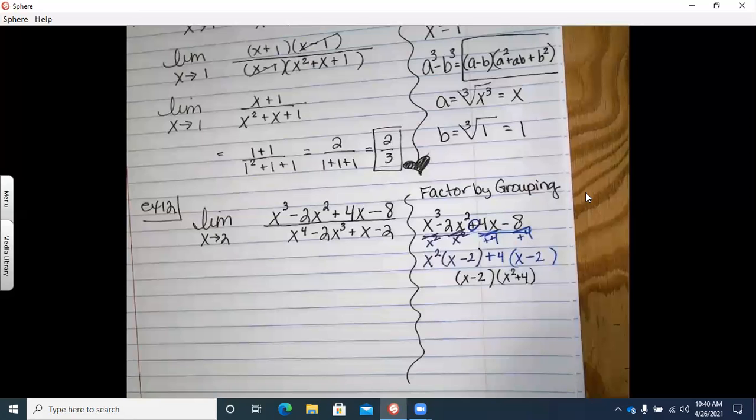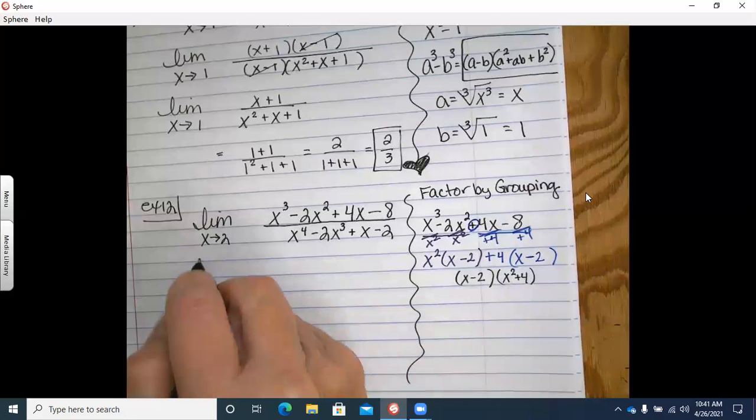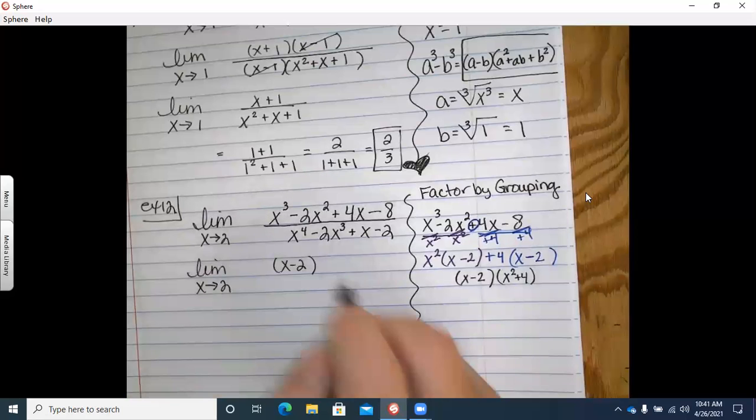Now, x squared plus 4, is that a difference of squares? No, that's a sum of squares, plus. That does not factor to x plus 2 times x minus 2. If it's x squared minus 4, that would be a difference of squares and you could factor it further. But it's a sum of squares, so we don't factor that. That can't be factored using real numbers. So my numerator factored out to be x minus 2 times x squared plus 4.